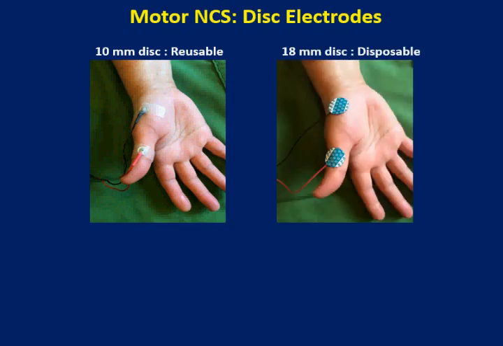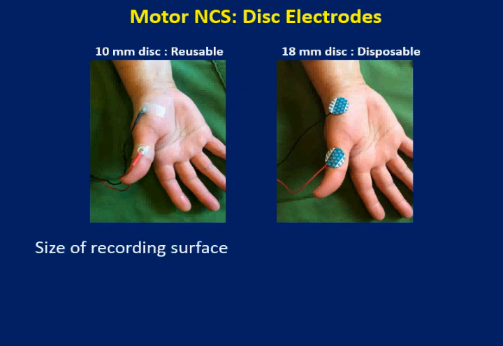Here is an example of disposable disc electrodes. They have a diameter of about 18 mm. They have an adhesive and conductive gel on them. They can be moved from one side to another quite easily.